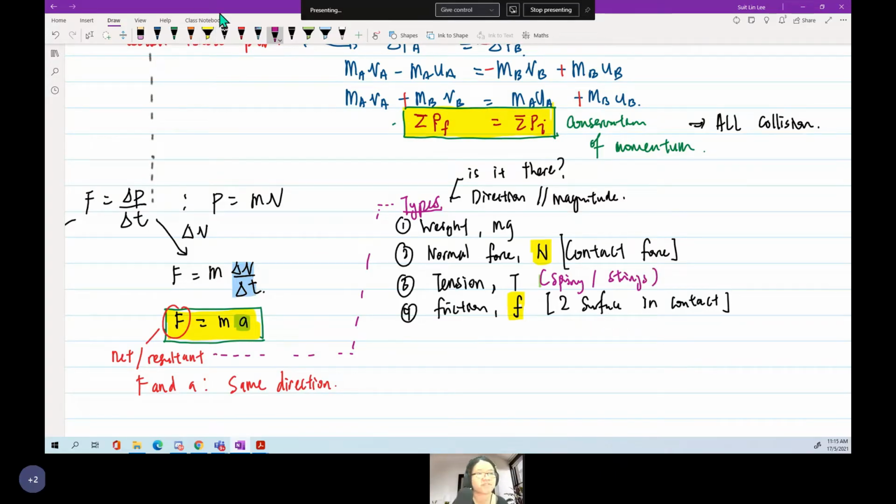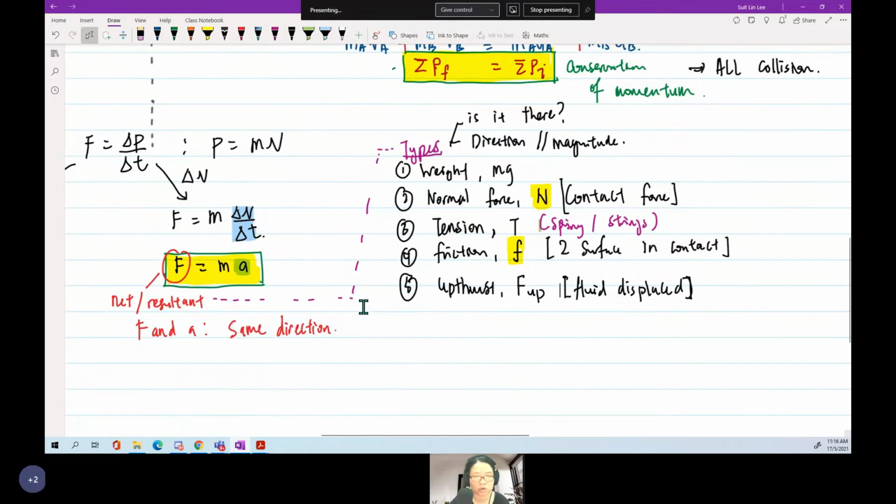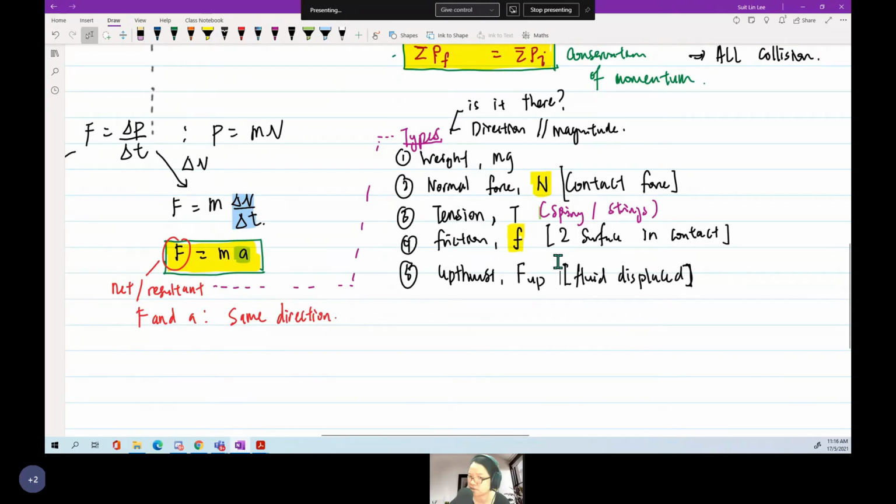Okay, what else do we have? Sometimes we need to consider upthrust. This one is whenever there is liquid or water, fluid displaced, where the pressure difference is significant. Okay, so this is all the types of forces. They generally won't exist all in the same place.